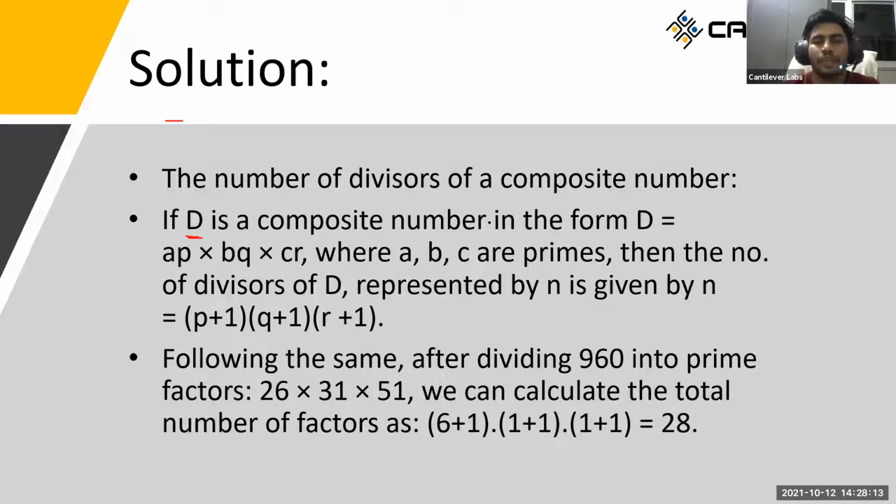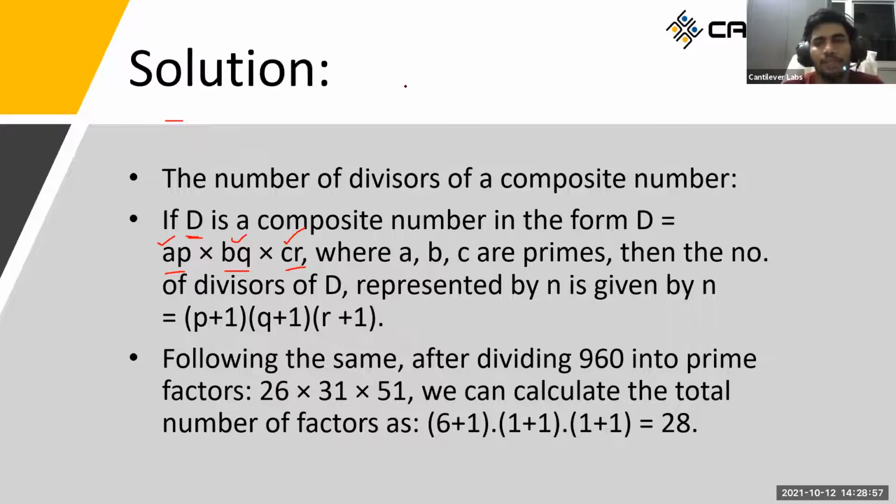Here, D can be represented in the form of a^p multiplied by b^q multiplied by c^r, where a, b, and c are prime numbers, and p, q, and r are their respective powers. This need not necessarily be three prime numbers. A number can be a product of more than 3 prime numbers, but this is just for demonstration so that you will understand it better. So we see p+1, q+1, and r+1. The product of these 3 values gives us the number of factors of a composite number.